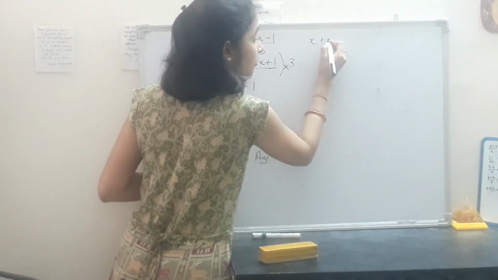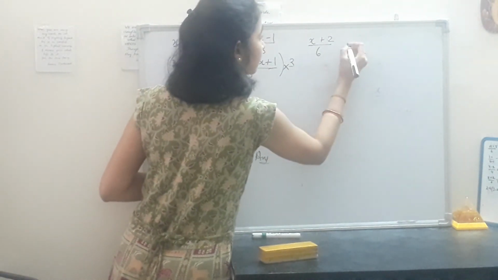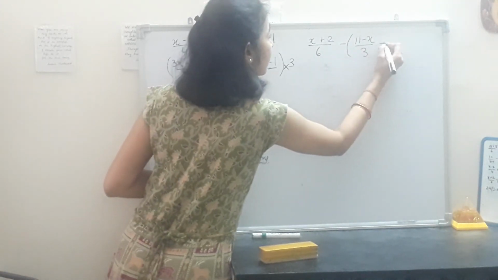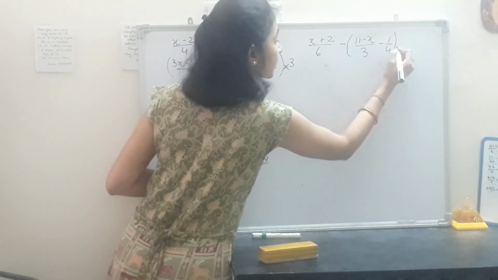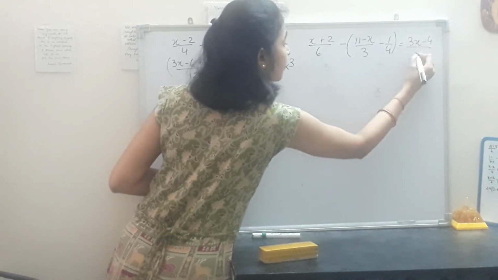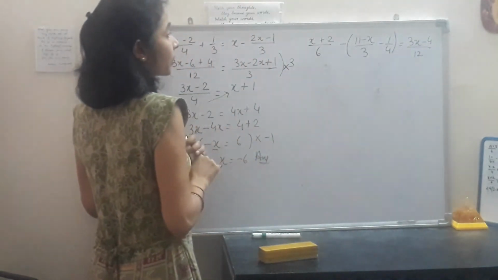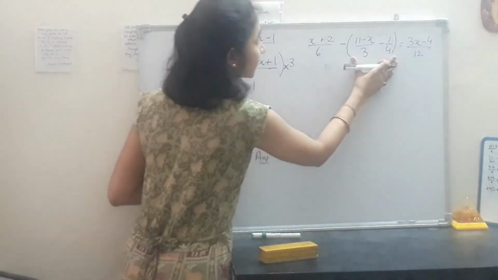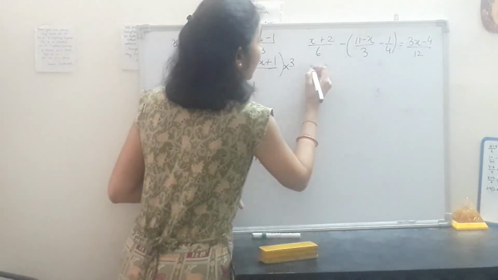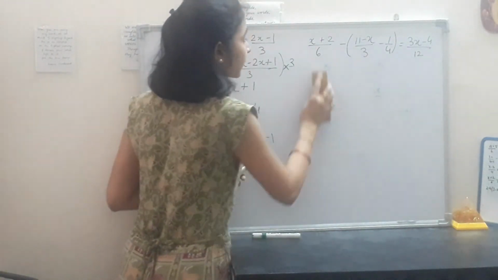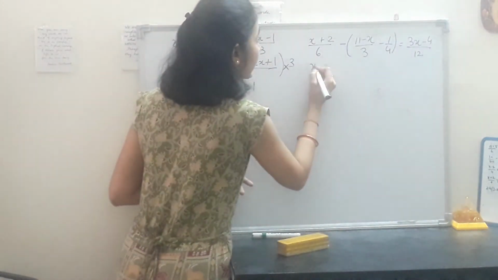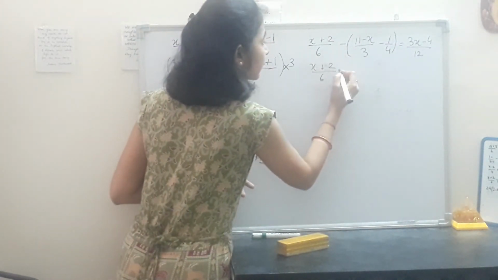(x + 2)/6 − (11 − x)/3 − 1/4 = (3x − 4)/12. Okay. Now first solving this bracket, then we will take this, and after that the other side. Now how this equation, which is looking very complicated, will change into a very simple equation. Just now (x + 2)/6, let it be as it is.